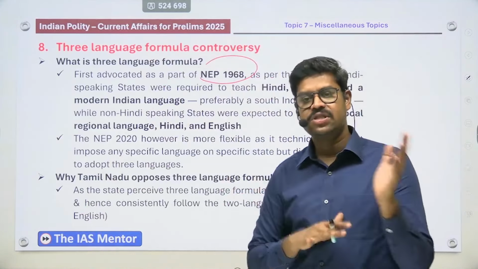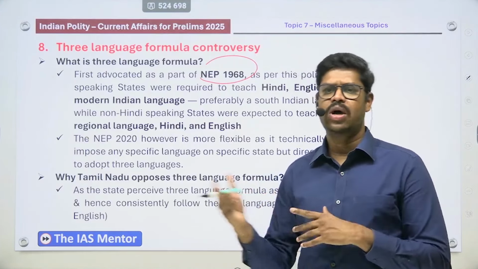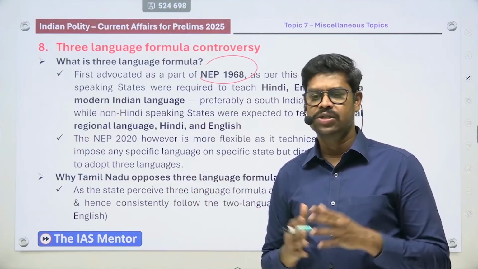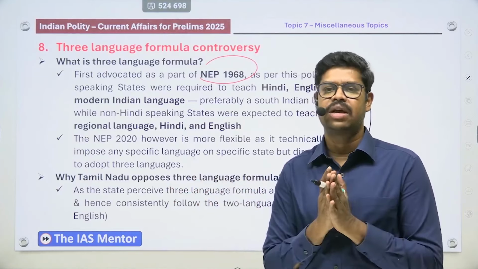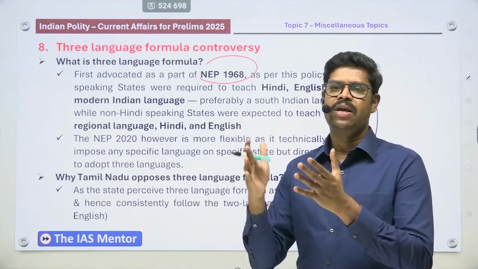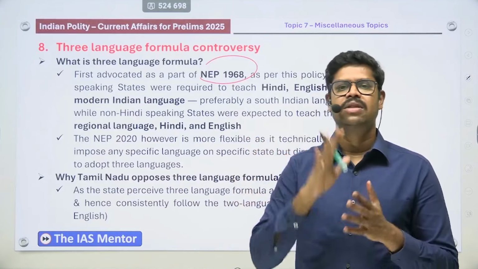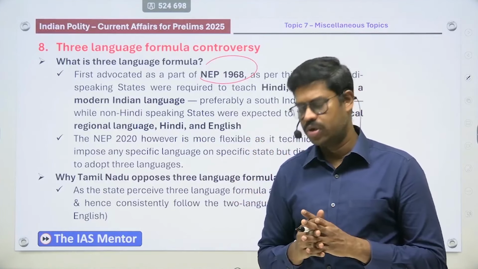The same was revised in the National Education Policy 2020. Here also there is almost a similar policy, although it does not mandate Hindi as the 3rd language. It could be any other language also, but ultimately the opinion of various state governments is that the central government still wanted to promote Hindi.